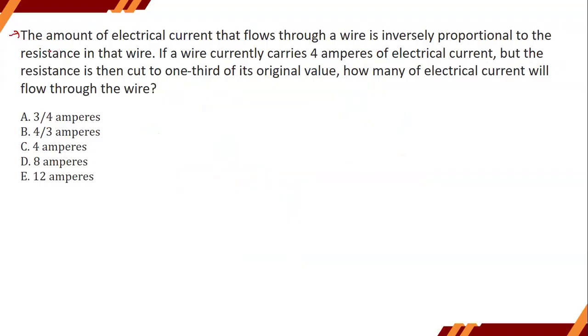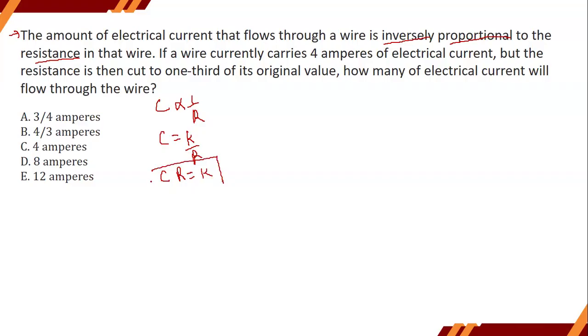Let's read it. The amount of electrical current that flows through a wire is inversely proportional to the resistance in that wire. So here again, we have the word proportional, right? So it is inversely proportional to resistance, right? So current is inversely proportional to resistance. So that means we can write it as C is equal to K by R, right? Where K is the proportionality constant, or C into R, where C is the current that flows and R is the resistance. CR is equal to K, right?